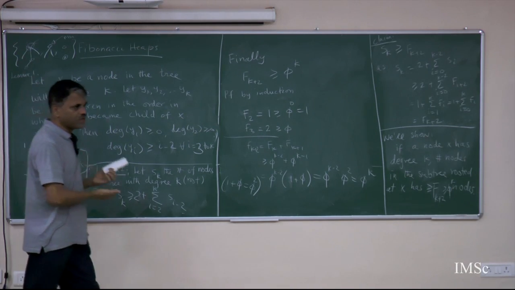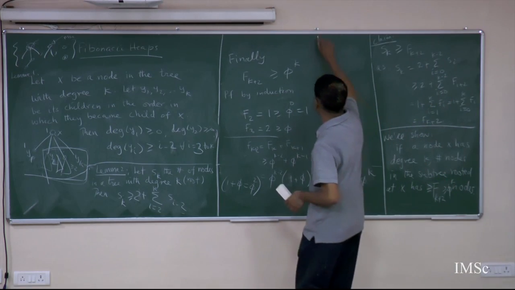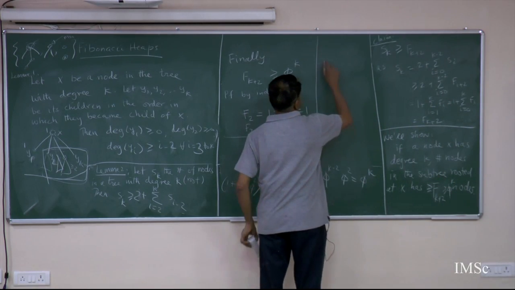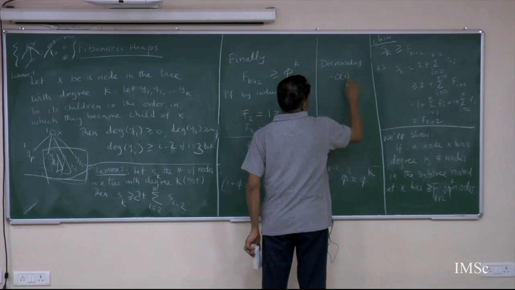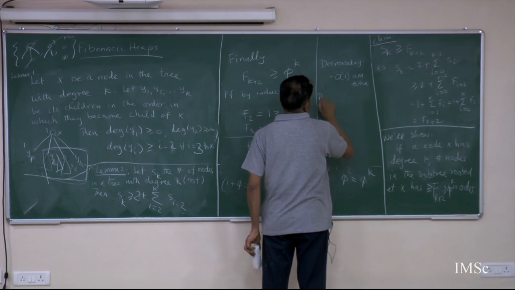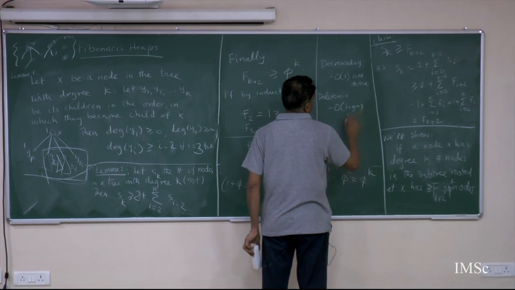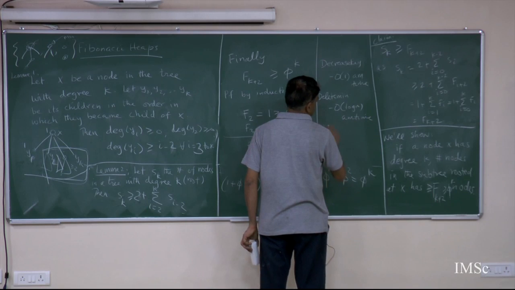Okay, that's the end of Fibonacci heaps, and so the main thing compared to binary heap is that we have decrease key in constant amortized time, and delete min is order log n amortized. Insert is constant.